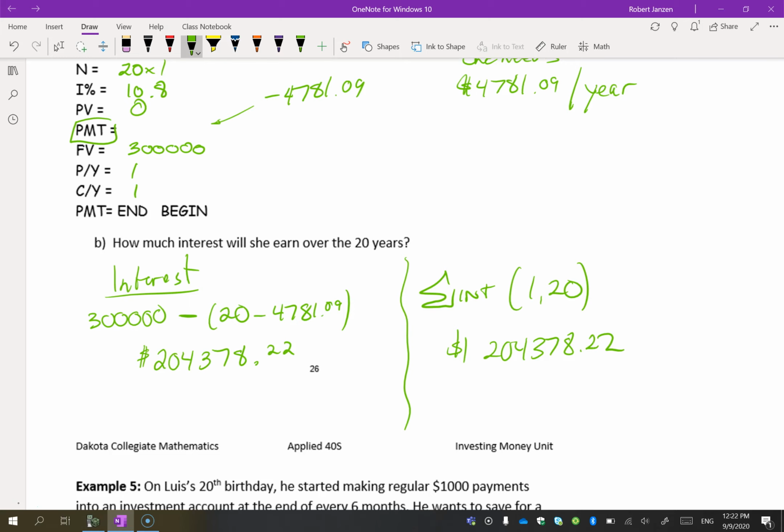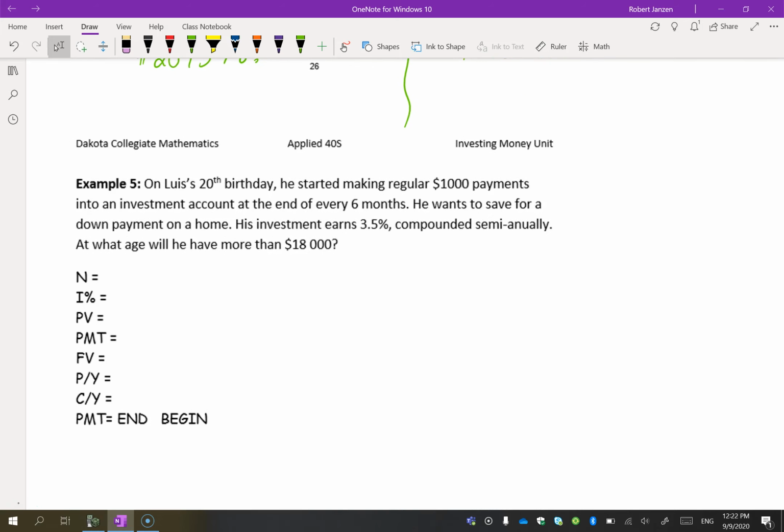All right, one more question for this lesson. On Louis's 20th birthday, he started making regular payments of $1,000 into an investment account at the end of every 6 months. So that means 2 payments a year.